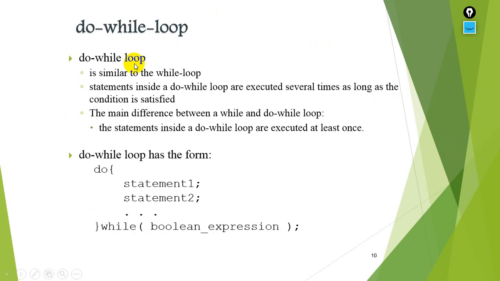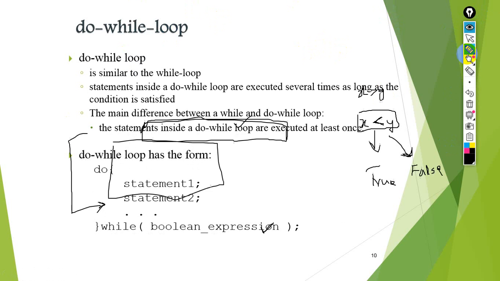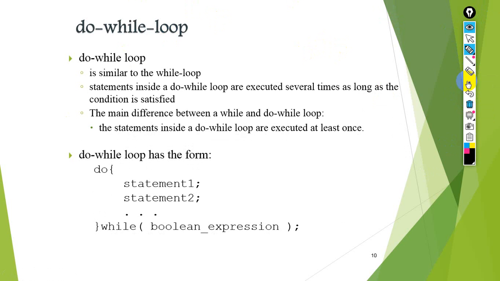What is the syntax of the do while loop? We are using the do keyword and the while keyword. The do keyword is at the beginning of this loop, then the body starts, and then we have the condition. What is the difference between the do while loop and the while loop? The difference is that in this case the condition is at the end of the loop.